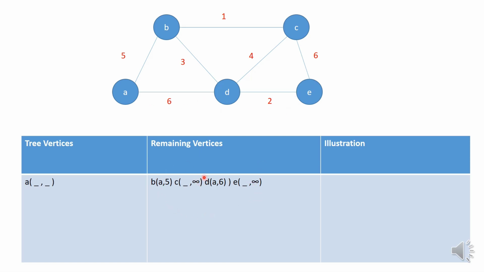Now, which among these remaining vertices is going to give you the minimum distance? That is BA, that is the B vertex. So what's the edge? You're going to consider BA. B to A. Now, you're going to consider the edge BA.